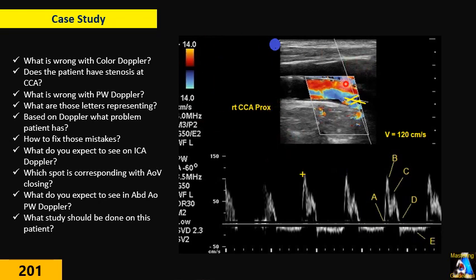The tech did this study with color Doppler, duplex. We call both together a duplex study. You can see the pulsed wave Doppler and color here. Answer these questions just based on this duplex. What is wrong with the color Doppler? Is that wrong or not? Does the patient have stenosis at this level? What is wrong with the pulse Doppler?